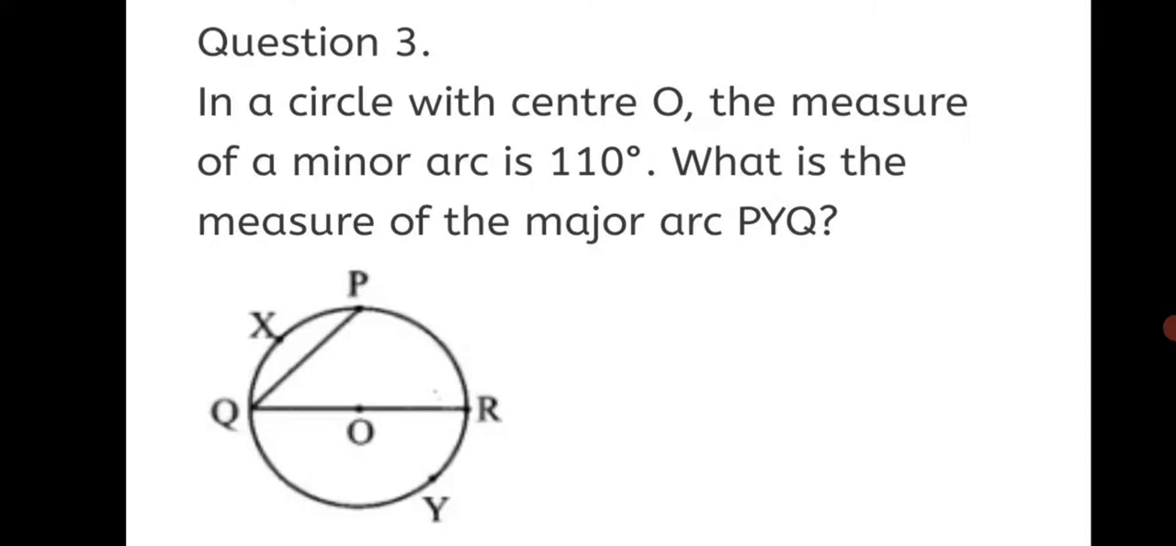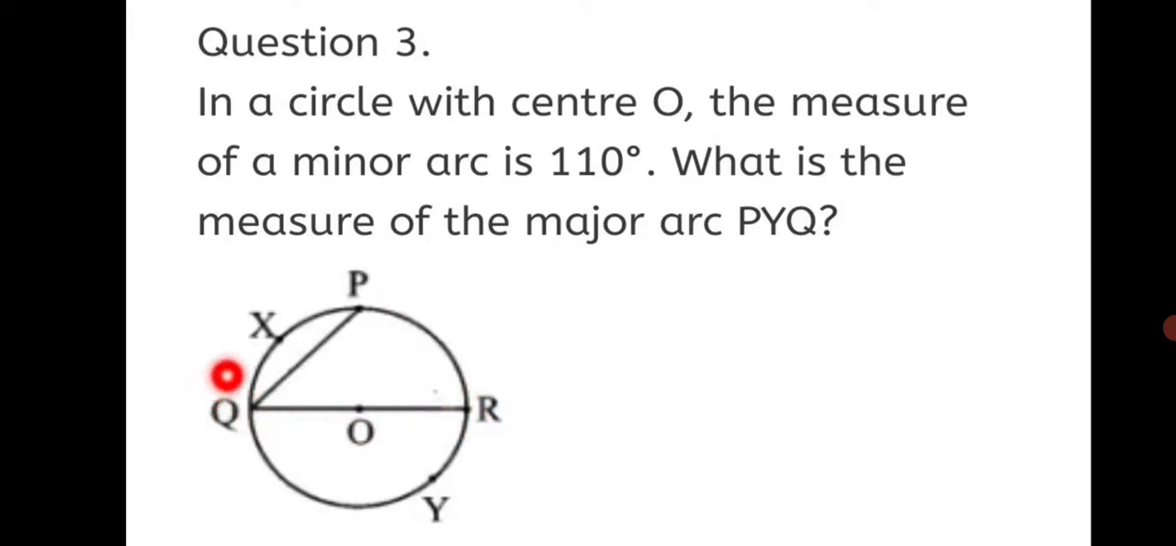Question number 3. In a circle with center O, so you can see this circle with center O, the measure of a minor arc, this is the minor arc, is 110 degree. What is the measure of the major arc PYQ? Okay, so this is the minor arc PXQ and measure of this minor arc is given as 110 degree. So what is the measure of arc PYQ? How will you find out?